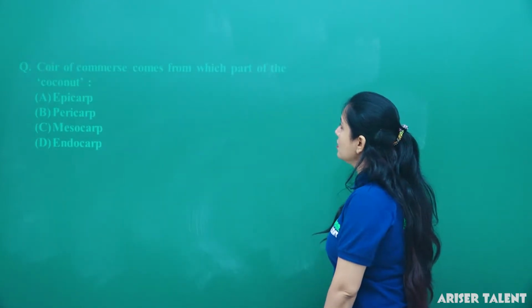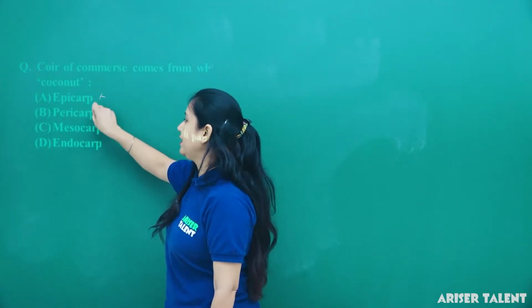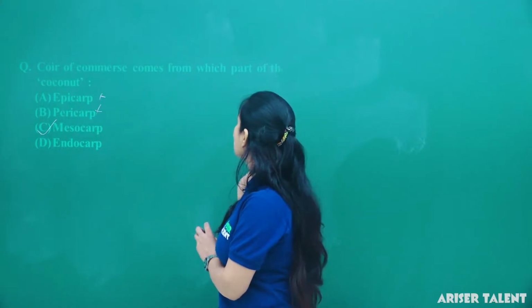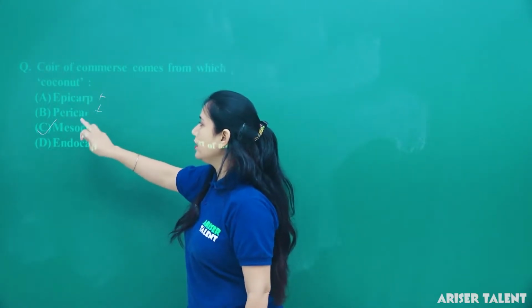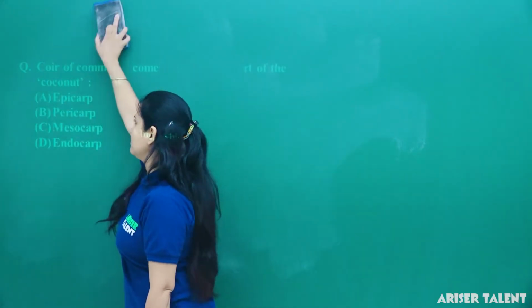Coir of commerce comes from which part of the coconut? Epicarp? No. Pericarp? No. Mesocarp? Yes. We all know that coir of commerce comes from the mesocarp. Clear? So this is option C.